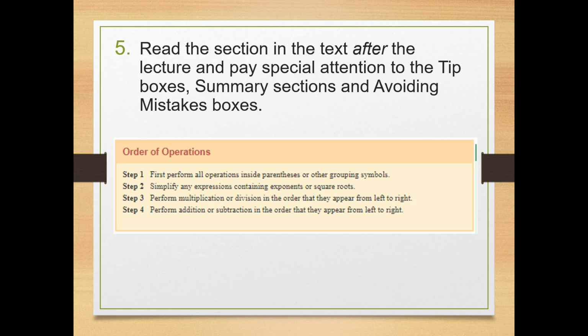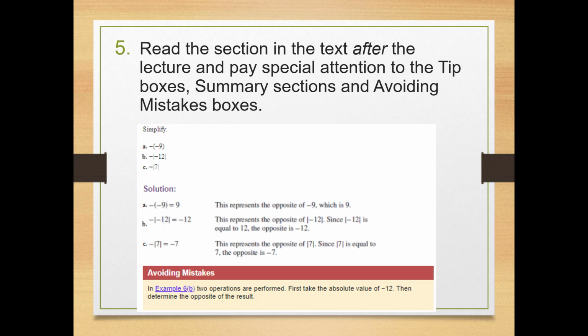Summary sections. In most sections, whatever they're talking about, they give you a rundown, a quick summary of it. So here's the order of operations. This is what some people call PEMDAS or GEMDAS, and it gives you all the pieces of that. Finally, there's an avoiding mistakes box. It's this brownish looking marker, and it says, like in this one, in example 6b above, so they're talking about this problem here.